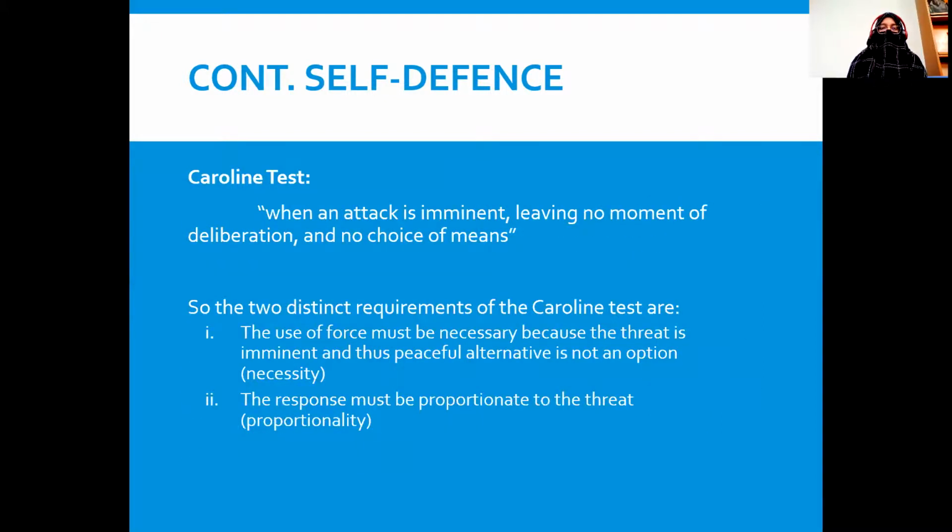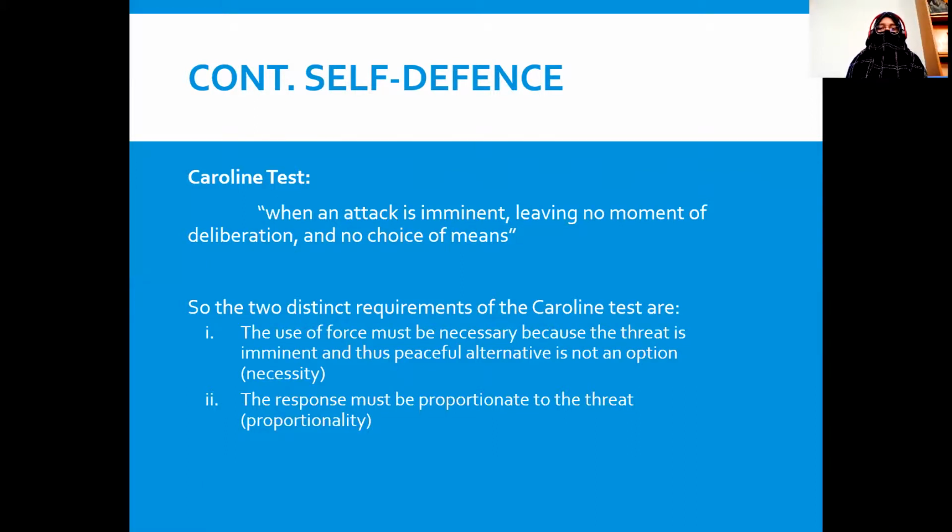So this case then established the main principle in determining what it means to take self-defense in case of use of force. This case established the Caroline test, which is stated as when an attack is immediate, leaving no moment of deliberation and no choice of means. So the two distinct principles that this Caroline test establishes are that the use of force must be necessary because the threat is imminent, and thus the peaceful alternative is not an option. So the threat has to be imminent and the use of force has to be necessary.